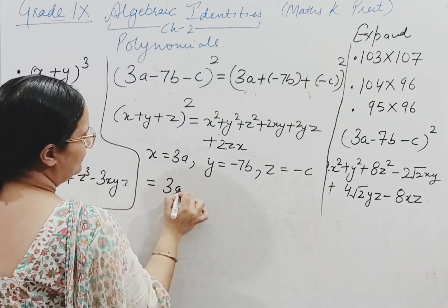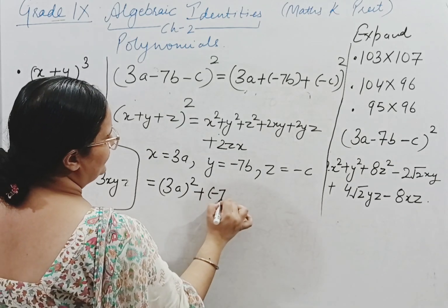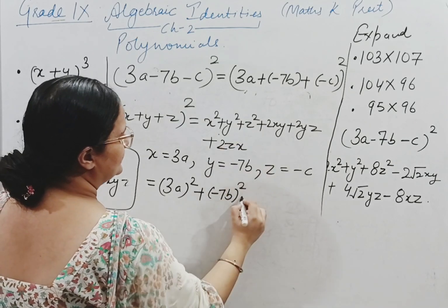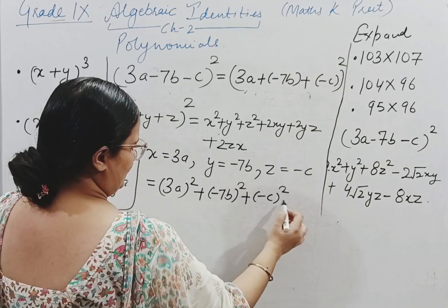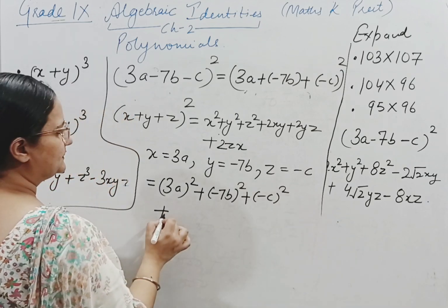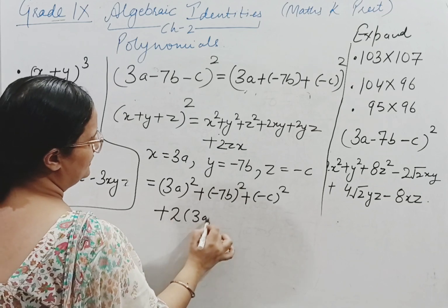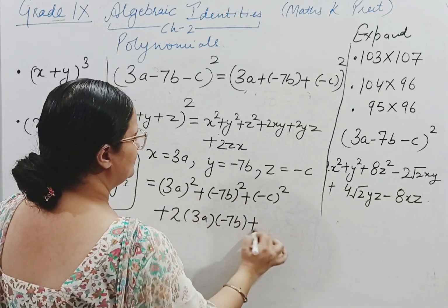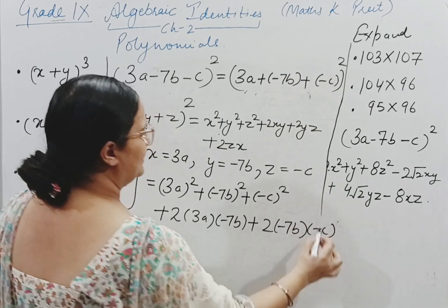So 3a whole square. What is the first term? X square. Next is y square. Y is minus 7b whole square. Next is z square. Z is minus c whole square. Plus 2xy. Let me write here. Plus 2. What is x and y? 3a and minus 7b. Plus 2 of yz. Minus 7b and minus c.